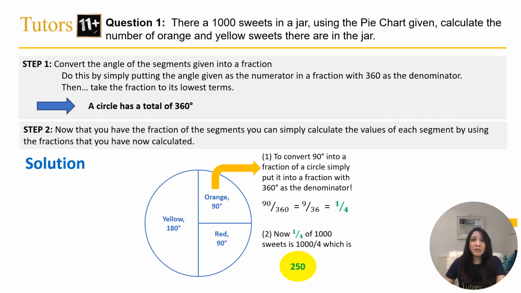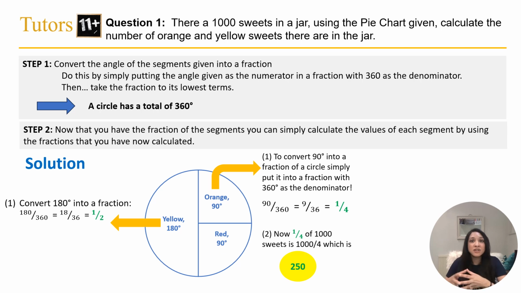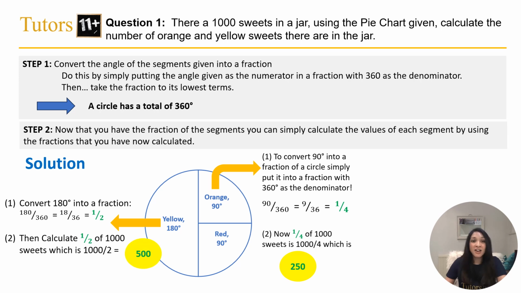Now let's work out the number of yellow sweets in the same way. Step 1. 180 over 360 is our fraction. Taking this to lowest terms gives us a fraction of a half. And then for step 2. We just need to calculate a half of the total number of sweets. That is a half of 1,000, which gives us 500.